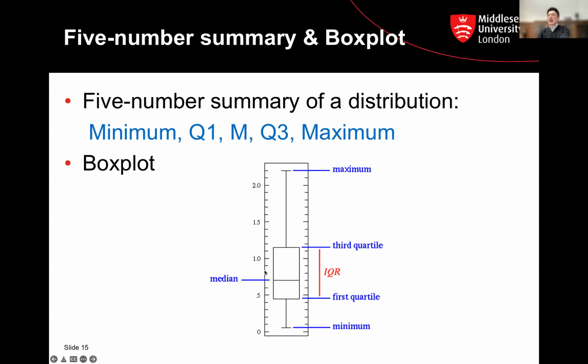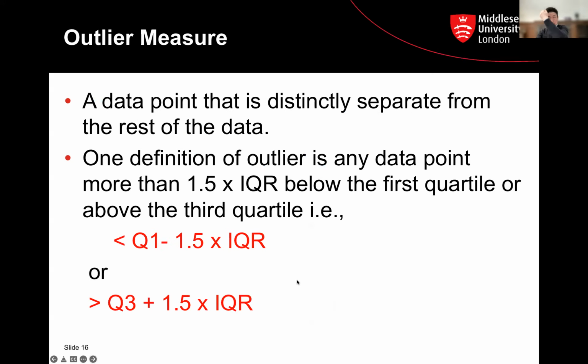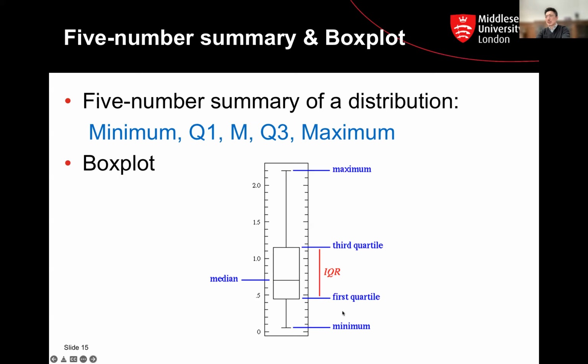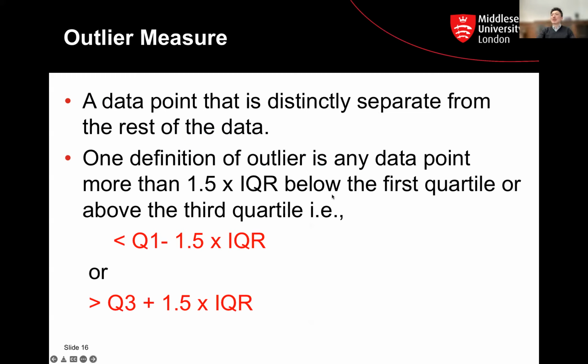Okay. And once you have all these different measures, especially the interquartile range, which is the distance between the first and third quartile, you can define outliers. That means the data doesn't quite fit into the entire data set or the general trend. One possible definition of outliers is data points that are more than 1.5 times the interquartile range below the first quartile or above the third quartile.